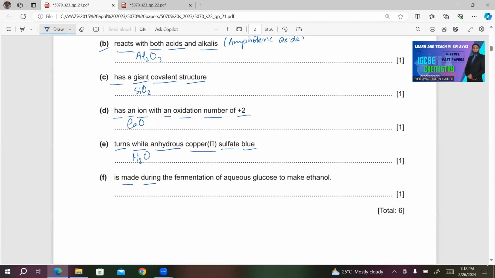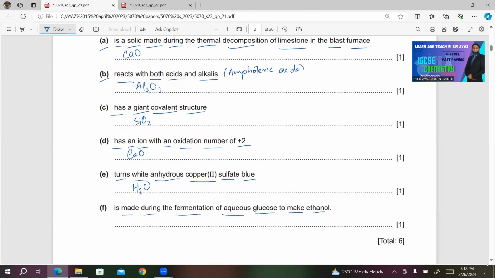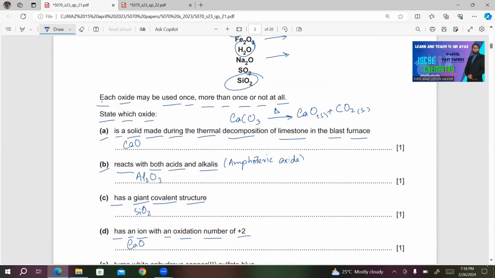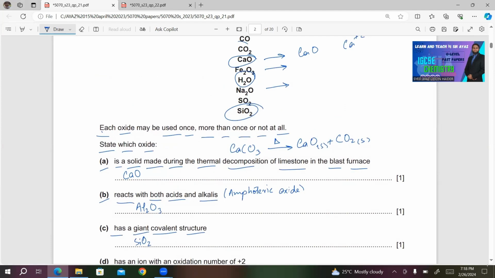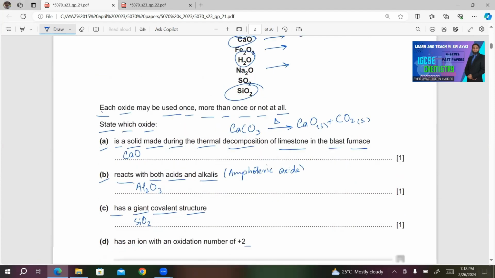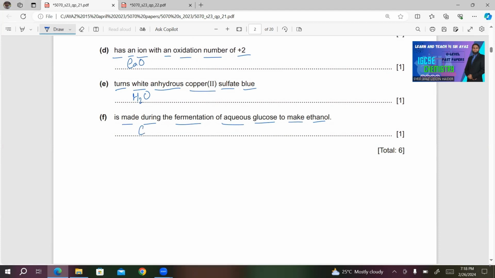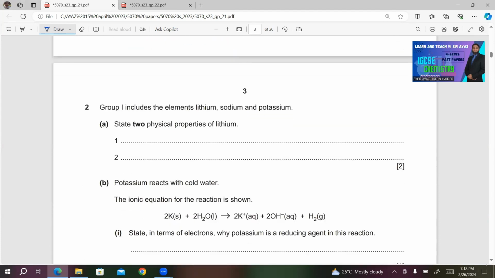F is made during the fermentation of aqueous glucose to make ethanol. Two products are produced during the fermentation of glucose. We will get ethanol and carbon dioxide. Here it is, carbon dioxide. So we will write CO2. Let's move to the next question.